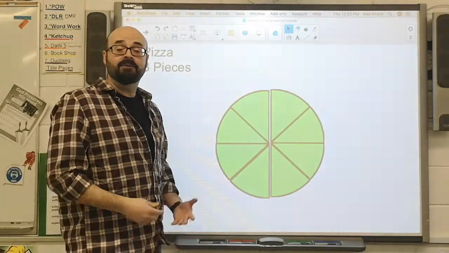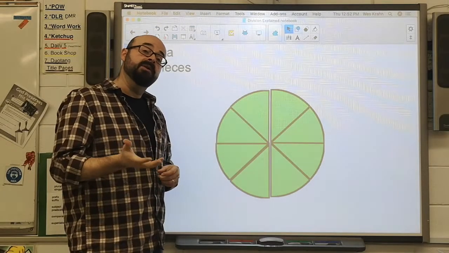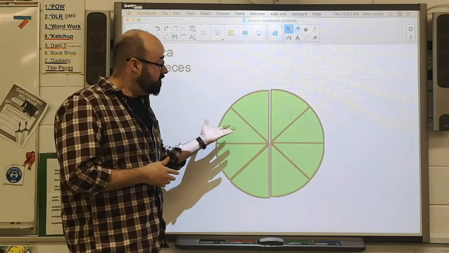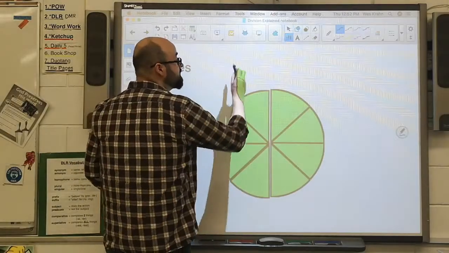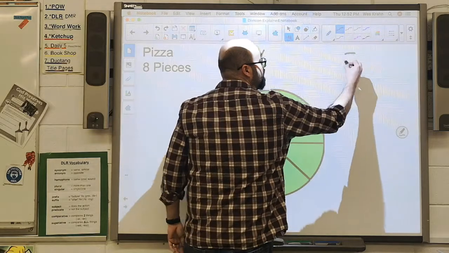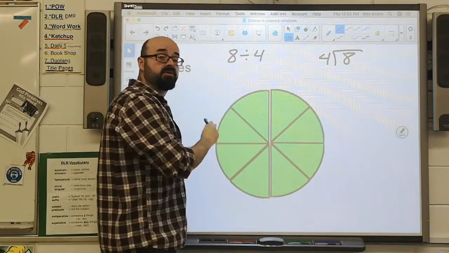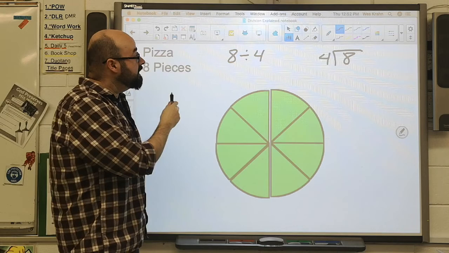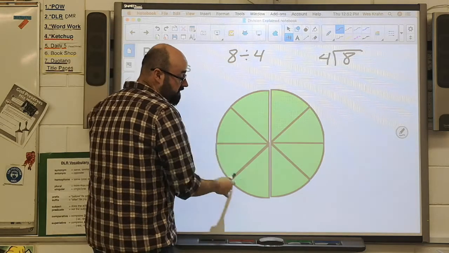Math class. Today we're going to be talking about unequal shares, or division with remainders. If we have 8 pieces of pizza and we want to share it with 4 friends, 8 divided by 4, or 8 divided by 4, both ways are correct. 8 divided by 4, well, there's 8 pieces altogether.